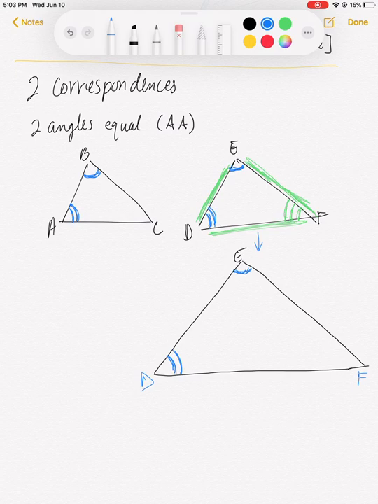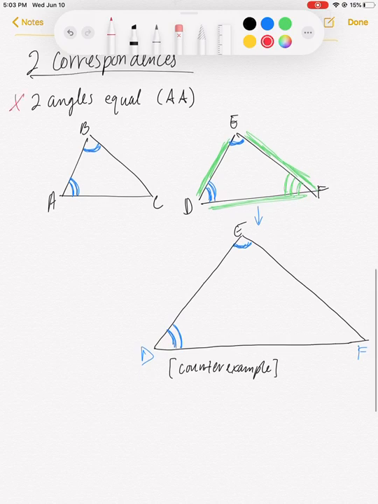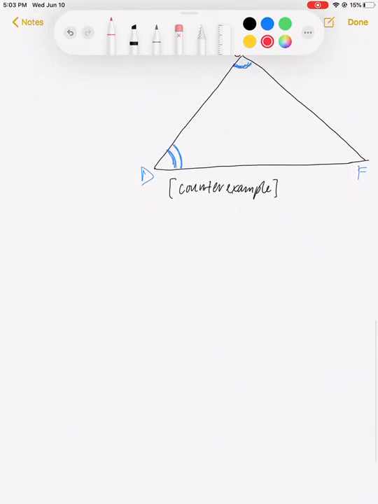And because I've constructed a counterexample of triangle DEF, I've got a different triangle with the same two correspondences, which means that those two correspondences aren't enough to force the other four correspondences to stay the same. So if I only do that, then that is not enough for a congruence test. So two angles aren't going to work.